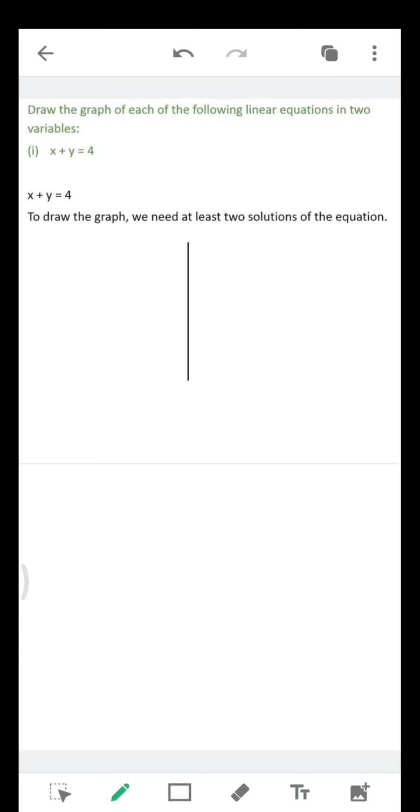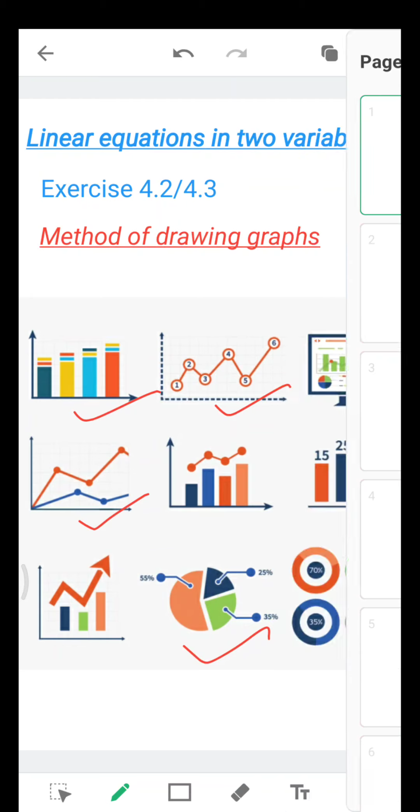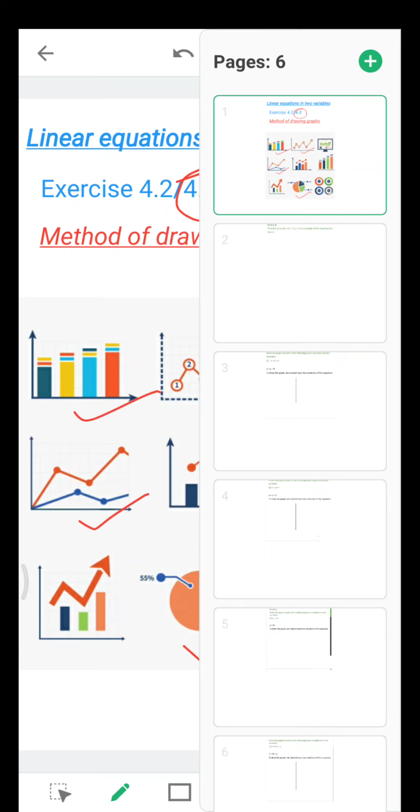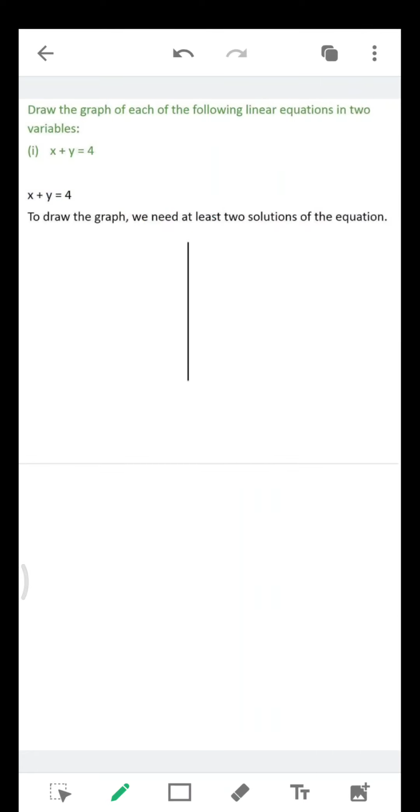So the first question you can see, this is the first question of exercise 4.3, okay, 4.3 first question. Draw the graph of each of the following linear equations in two variables. So the equation is given to us. I said in the introduction part of this chapter, linear equations in two variables. For drawing the graph we need at least two solutions of this equation.